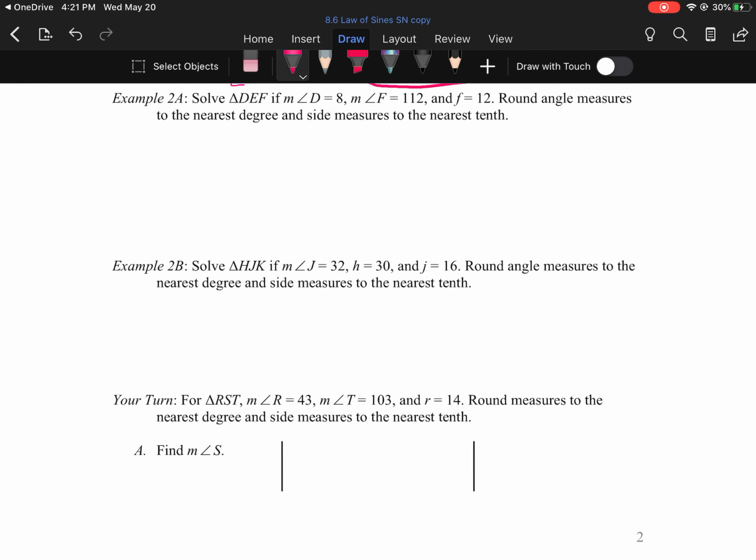It says solve triangle DEF if angle D is 8, angle F is 112, and the length of side f is 12. Round angle measures to the nearest degree and side measures to the nearest tenth. So remember, they said to solve the triangle. So that means we have to find 6 different pieces of information. With that being said, they gave us 3 of them. They gave us 2 angles and a side. So we have 1 more angle and 2 sides to figure out.